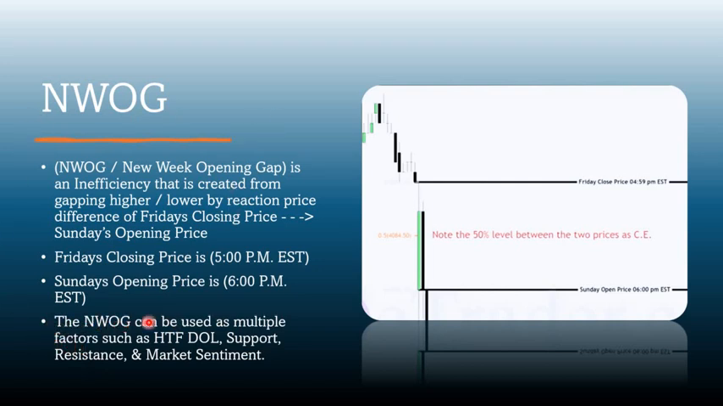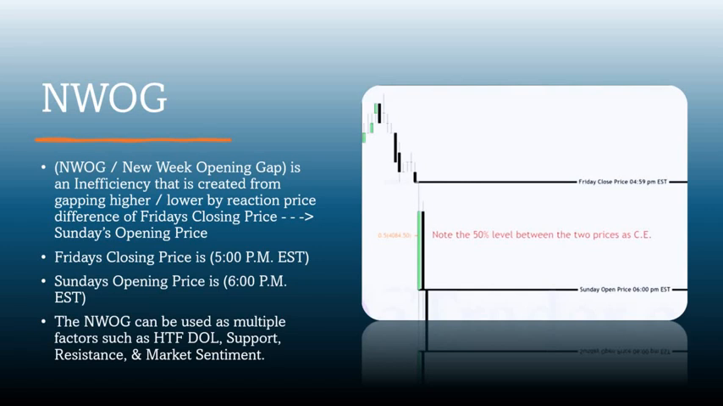The NWOG can be used as multiple factors such as higher time frame draw on liquidity, support and resistance, and market sentiment. So this new week opening gap can be used as support for price to go higher. It can be used as resistance for price to go lower. It can also be used as a draw on liquidity on the higher time frames. But most importantly, this is market sentiment.